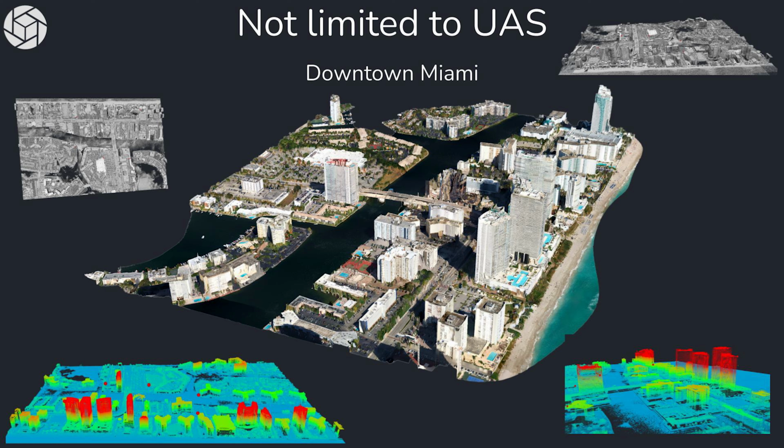Now, I know the title of this talk was unmanned aerial systems, but it's not limited to UAS. We can apply the same concept to airborne imagery. This is a data set from downtown Miami. We have LiDAR data, and we only have nadir imagery. If you interrogate the LiDAR closely, you'll see it has different spacing than the nadir imagery, and yet we can generate a very detailed 3D mesh directly from that LiDAR and nadir imagery. Typically you'd be generating this from oblique imagery, but we're doing it directly from nadir imagery.